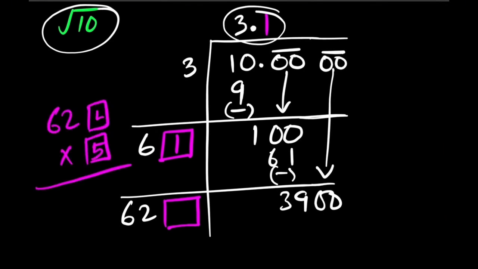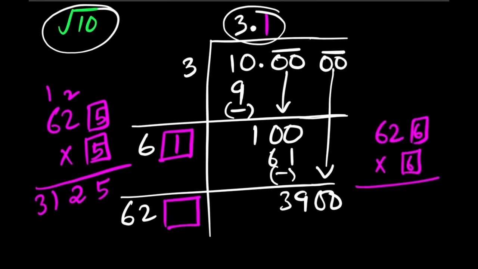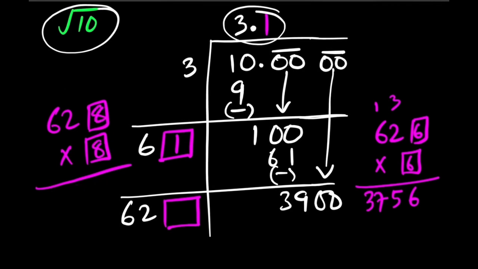Let's give the value of box equals 5. 5 times 5 is 25. 2 will be carry. 5 times 2 is 10 plus 2 is 12. 1 will be carry. 5 times 6 means 30. 30 plus 1 is 31. Let's give another value for box. Let's give it 6. 6 times 6 is 36. 3 will be carry. 6 times 2 is 12 plus 3 is 15. 1 will be carry. 6 times 6 is 36 plus 1 is 37. Let's give 8 and see how much it is. 8 times 8 is 64. 6 will be carry. 8 times 2 is 16 plus 6 is 22. 2 will be carry. 8 times 6 is 48 plus 2 is 50.